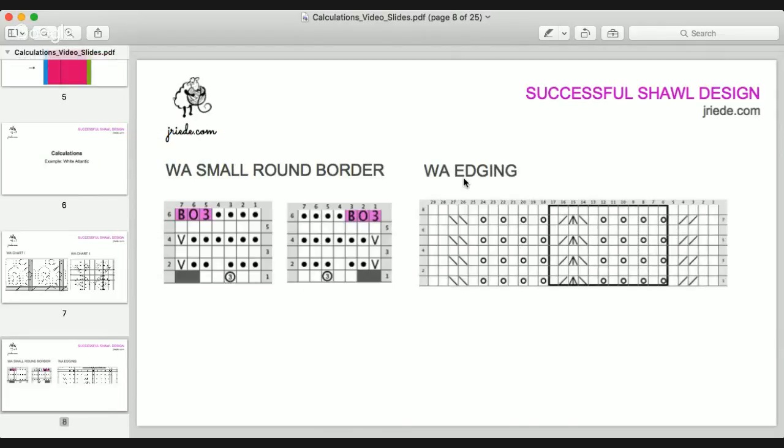White Atlantic has got 2 additional charts. This is this small round border, as I call it first. This is the very outer part of the shawl. It's got a left side, this here, and a right side, this one. Basically, it's the same chart, just mirrored. And it's got an edging worked at the very beginning and the very end of the shawl. And this has a repeat too, which is shown here again by this black outline.